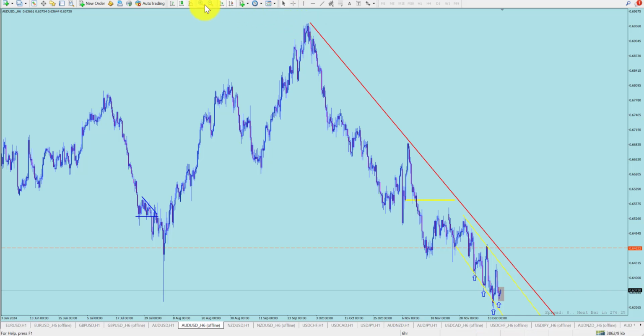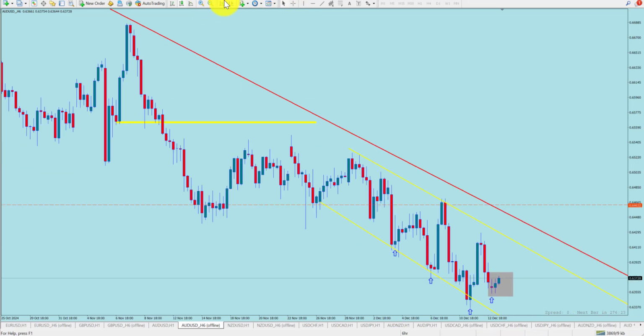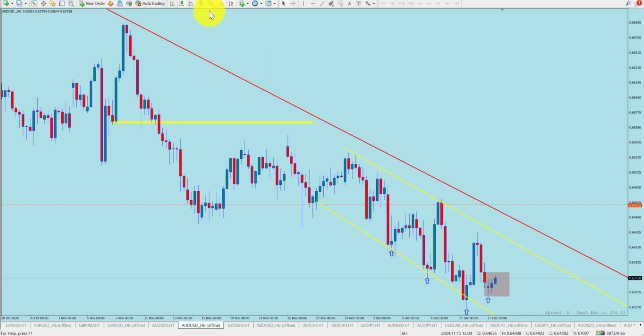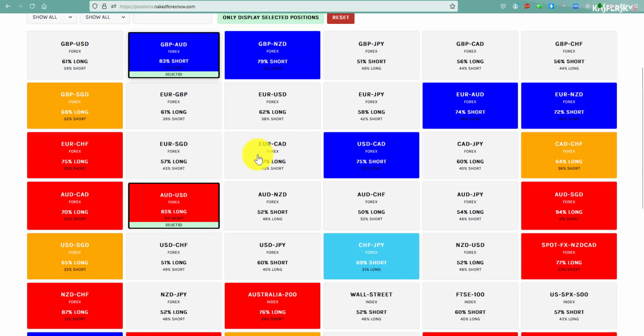What's happening is there is a small group of traders. Remember, retail traders make up what, 2 or 3% of the entire Forex market? So 2 to 3% of the traders as a group are picking the wrong direction. They think that the Aussie's bottomed out. That's why so many of them right now have decided to buy. How many? 85%.